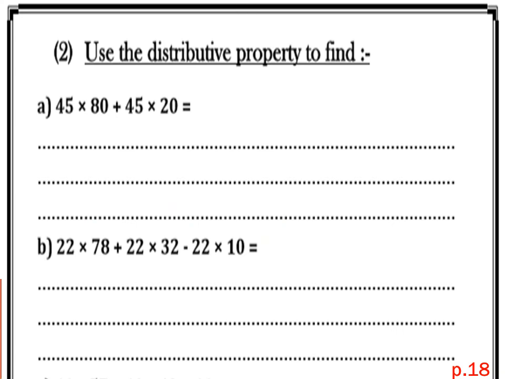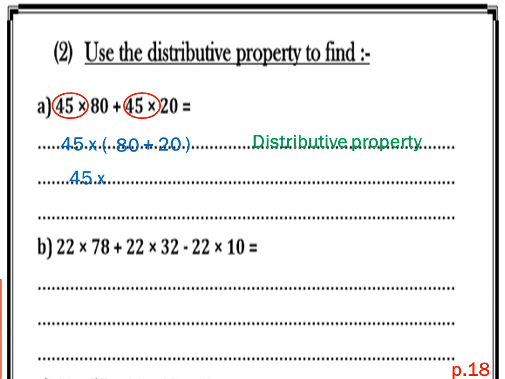And now open page 18 and let's solve. Number 2, use the distributive property to find. In letter A, we have 45 times 80 plus 45 times 20. Here we have case 1. So we are going to circle the repeated number and multiply, then collect this number. We have 45 multiply and 45 multiply. So write it only one time, then open the bracket. Write the rest, 80 plus 20. Close the bracket, then write the name of the property, which is distributive property.